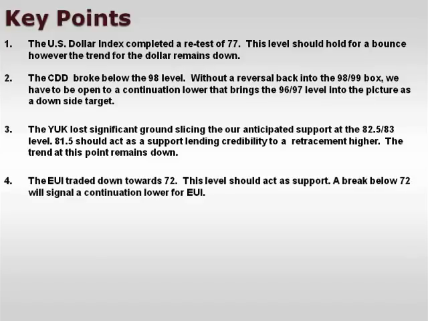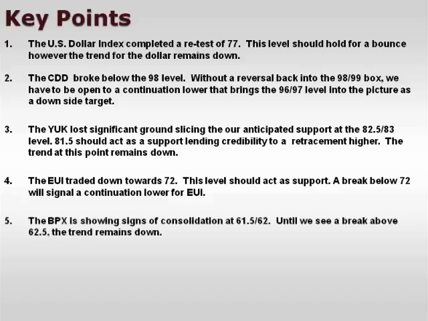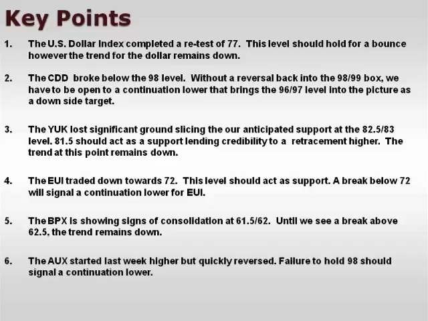The EUI traded down towards the 72 level. This level should act as support. A break below 72 will signal a continuation lower for the EUI. The BPX is showing signs of consolidation at 61.5, 62. Until we see a break above 62.5, the trend remains down. The AUX started last week higher but quickly reversed. Failure to hold 98 should signal a continuation lower.